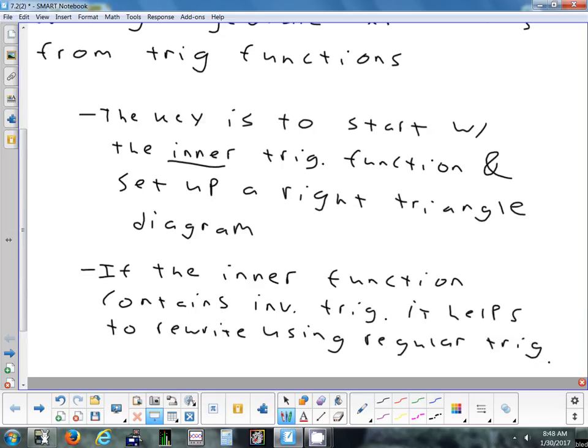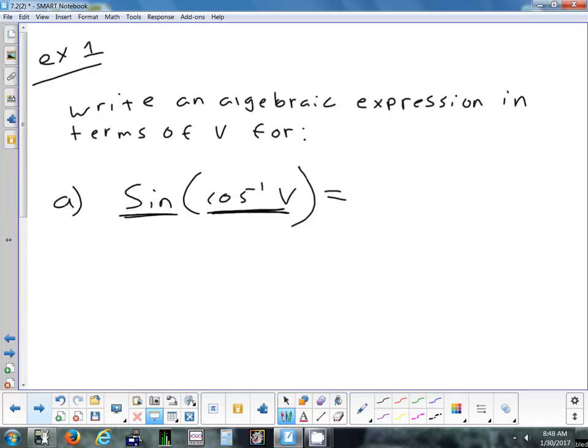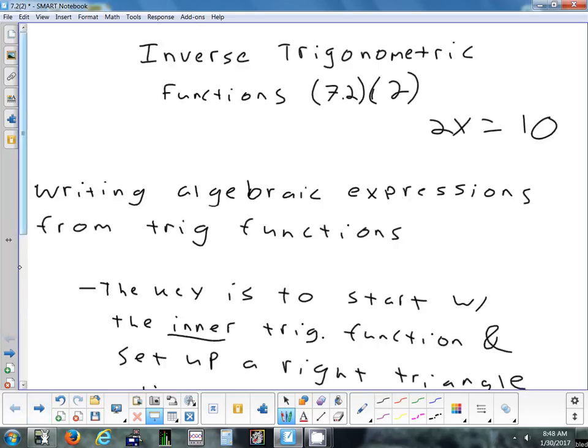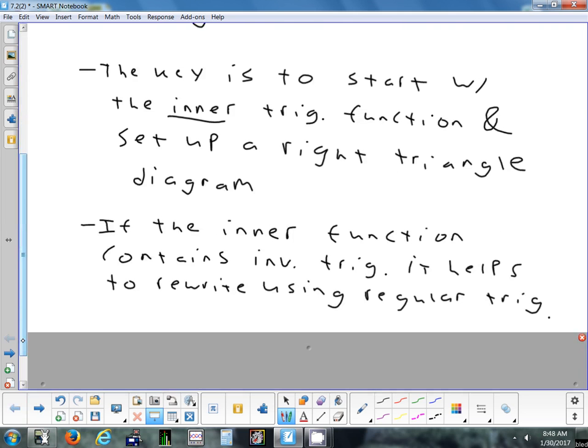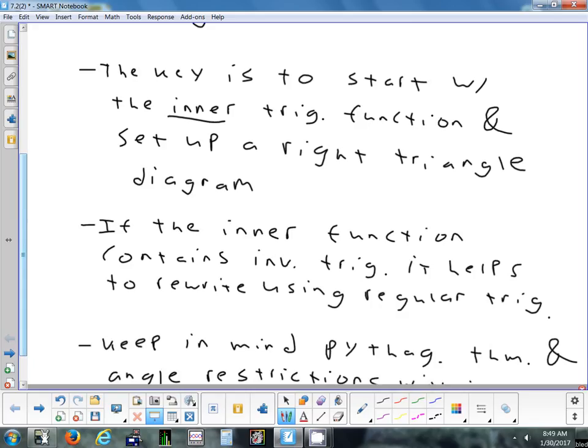And in order to do that, we're going to keep this in mind. If the inner function has inverse trig, like the one I'm going to give you here, where the inside function is an inverse trig function, it's going to help to rewrite it when we make our picture. We're going to rewrite that inside function using regular trig instead of inverse trig. It might sound a little confusing, but it's not too bad.